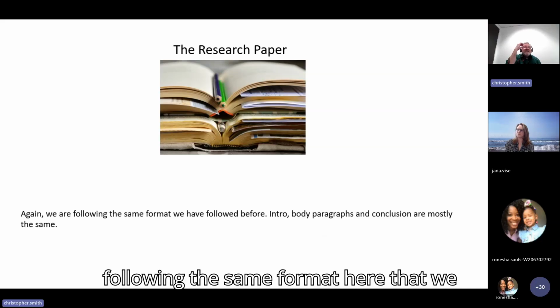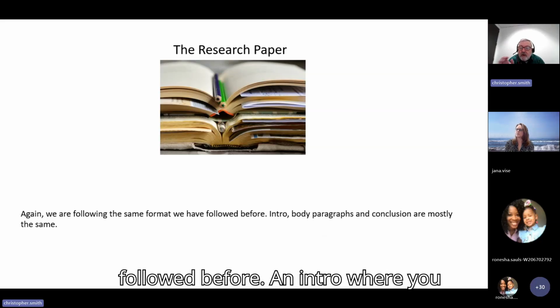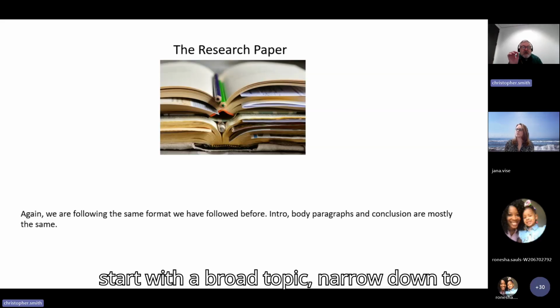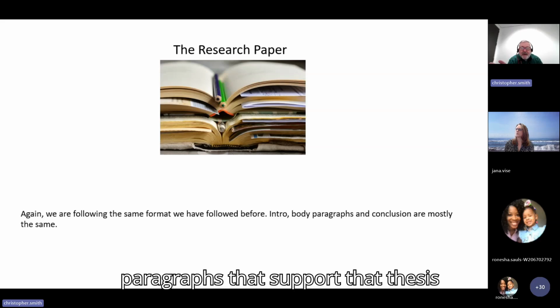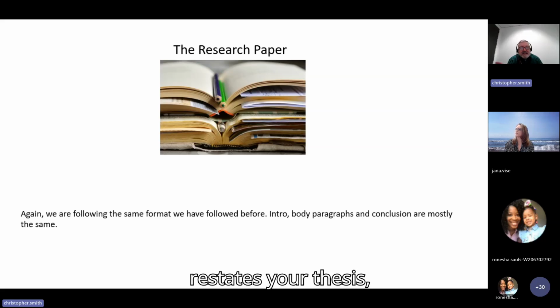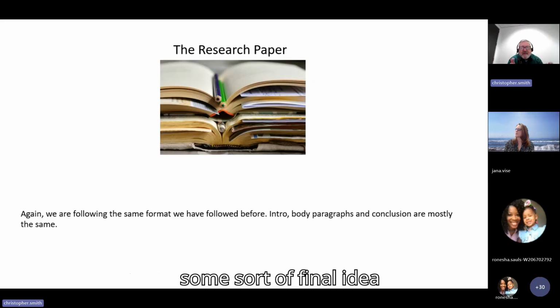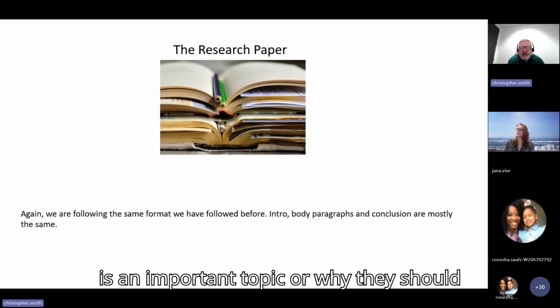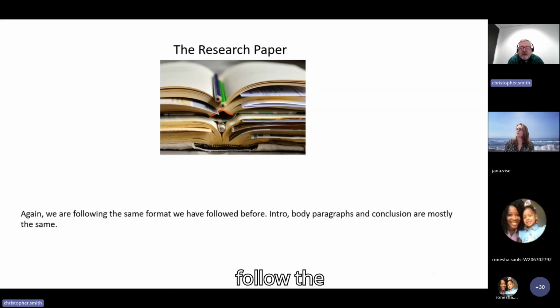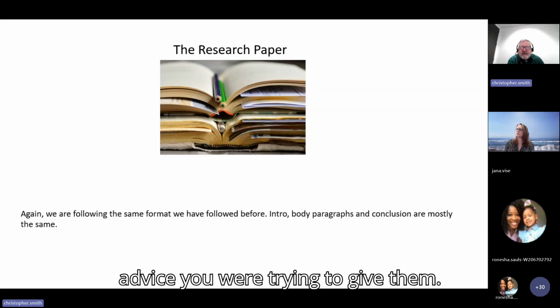Again, we're following the same format here that we followed before. An intro, where you start with a broad topic, narrow down to a specific thesis statement, body paragraphs that support that thesis statement, and a conclusion, which restates your thesis, returns to the main broad point you started with, and leaves the reader with some sort of final idea about why this is an important topic, or why they should follow the advice you were trying to give them.